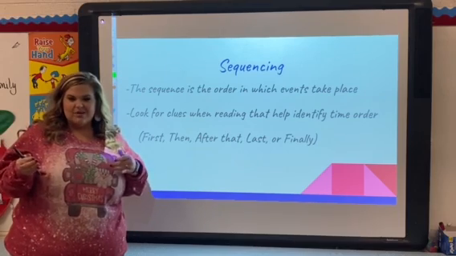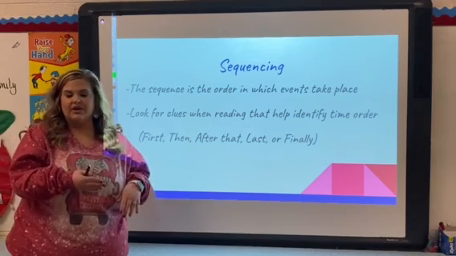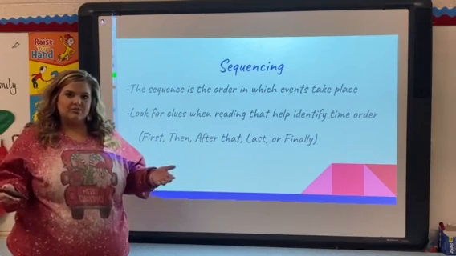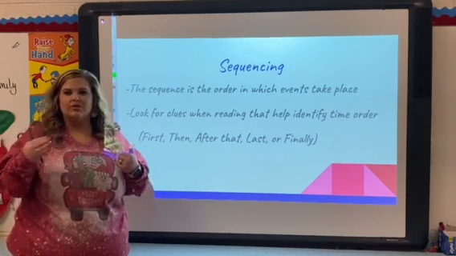And sometimes people think, well, it's not really important, because sometimes you read a book and they break the sequence up. They may tell you what happened at the end first. And that can confuse readers sometimes, especially at our age group. We always want to try to tell things in the order they happened.